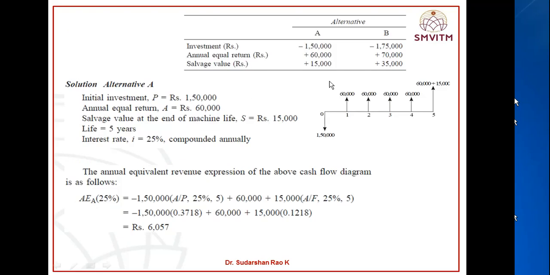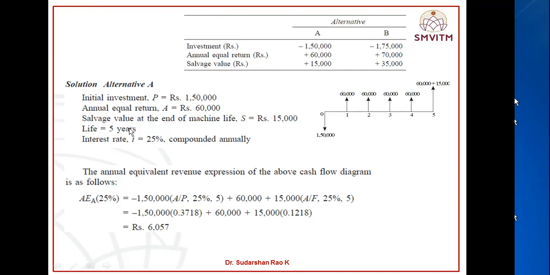So we'll discuss alternative A. For alternative A, the initial investment is 1,50,000 rupees, that is cash outflow, as you can see in the cash flow diagram. Then the annual equivalent return is 60,000 rupees, and the salvage value is 15,000. All these cash flows should be converted into annuity, annual worth. The initial payment, the present, should be converted to annual worth, and the future 15,000 should be converted to annual worth.